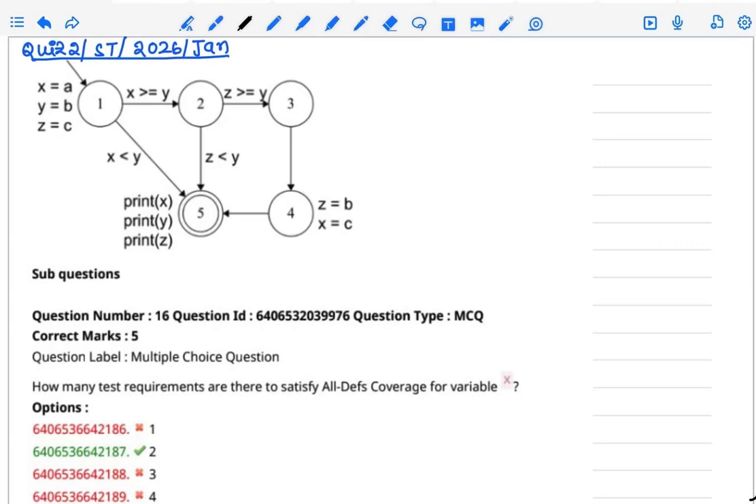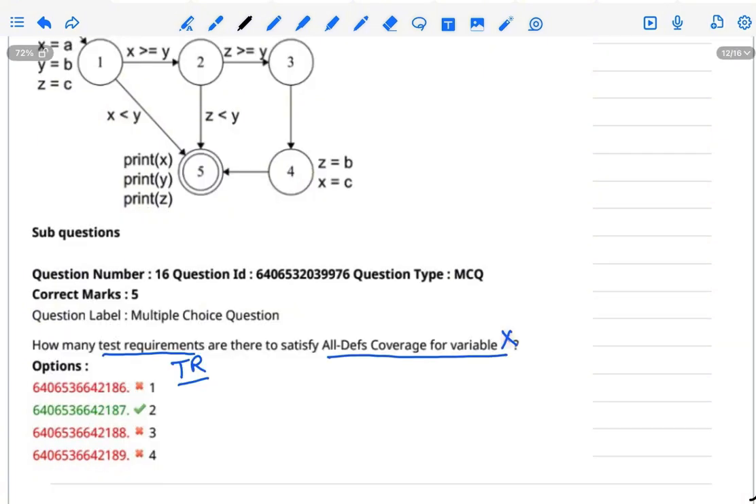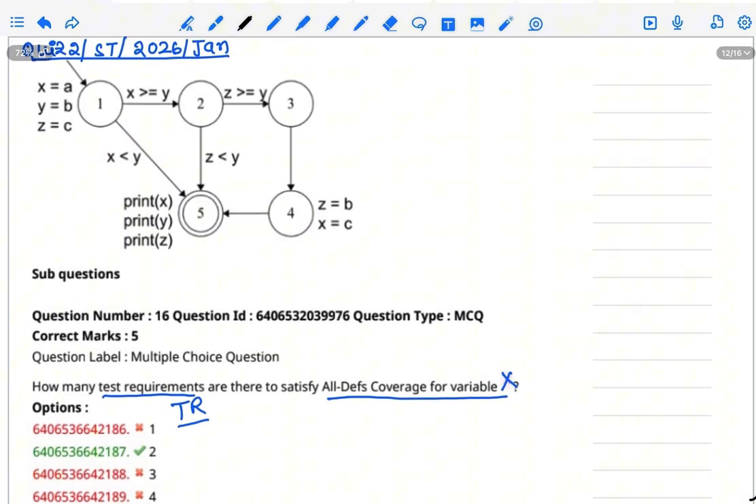Friends, this question is from the Quiz 2 January 2026 question paper. In the question they have given a control flow graph diagram and there are three variables x, y and z. The question is how many test requirements are there to satisfy all defs coverage for the variable x. Here there are three variables but they are asking for only x.